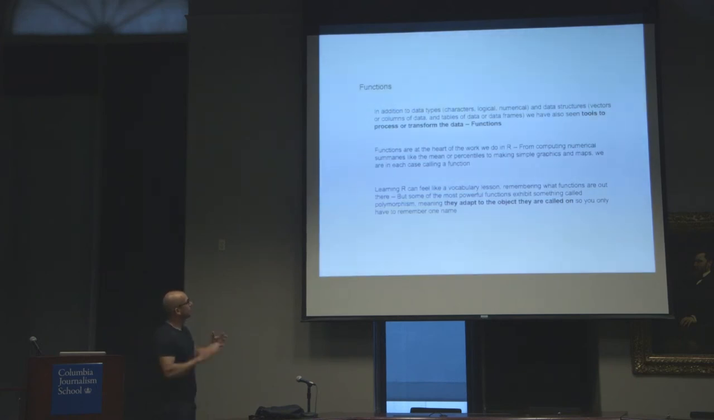So we've seen computing numerical summaries like the mean and percentile. We've made simple graphics. And at some level, learning R is a little like a vocabulary lesson, because what you're learning is what are the things I can do to data? What are those verbs? What kind of plotting can I do? What kind of graphs can I make? What kind of summaries can I compute? What kind of models can I make? There is a leg up, though, because R specifically invokes something called, this is a $12 computer science term, polymorphism, meaning a function adapts to what kind of data you call it on.